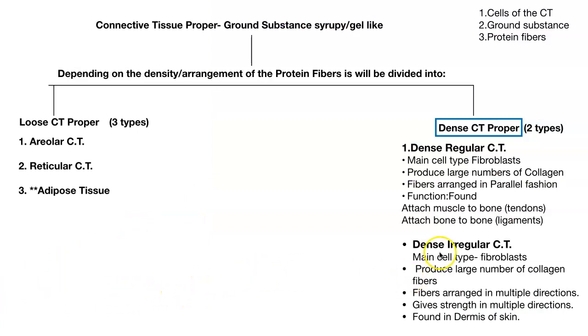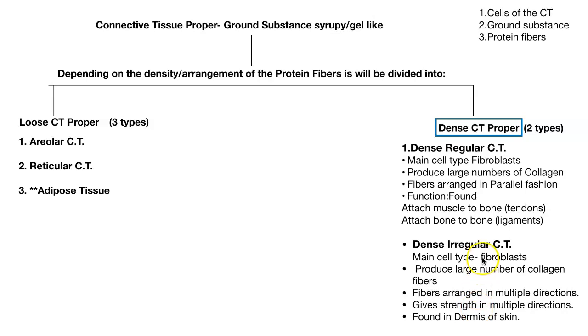Next, we're going to go and look at dense, irregular connective tissue. The main cell type is still the fibroblast. It produces also a large number of collagen fibers, but the collagen fibers are arranged in multiple directions. So having collagen going in multiple directions, it's going to give strength in multiple directions.